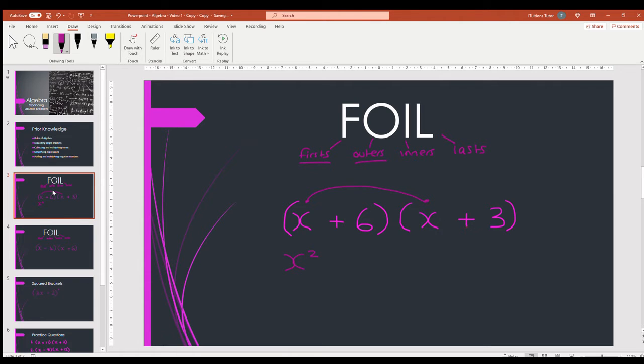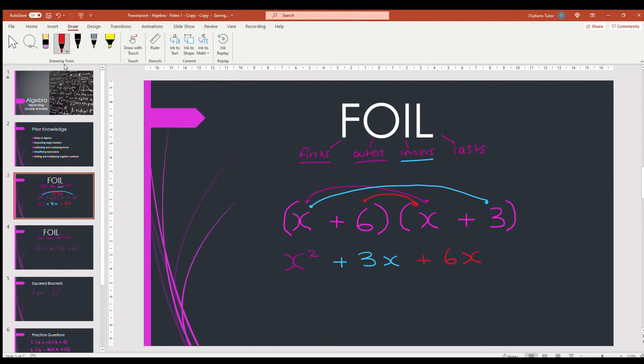Then we multiply the outers. The outer in the first bracket is the x, and the outer in the second bracket is the 3. X multiplied by 3 gives us 3x. Then we multiply the inners. The inner in the first bracket is the 6, and the inner in the second bracket is the x. 6 multiplied by x gives us 6x.